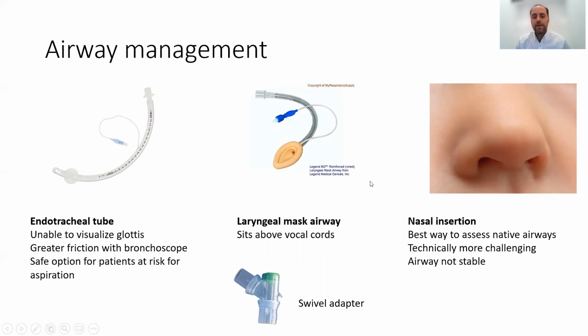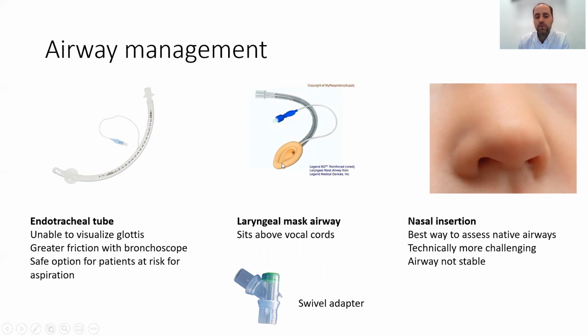Now, to manage your airway, there are different ways to do so. You can use an endotracheal tube, but the problem is you won't be able to visualize the glottis. There'll be quite a large amount of friction with the bronchoscope. However, it's a safe option for people at risk of aspiration.